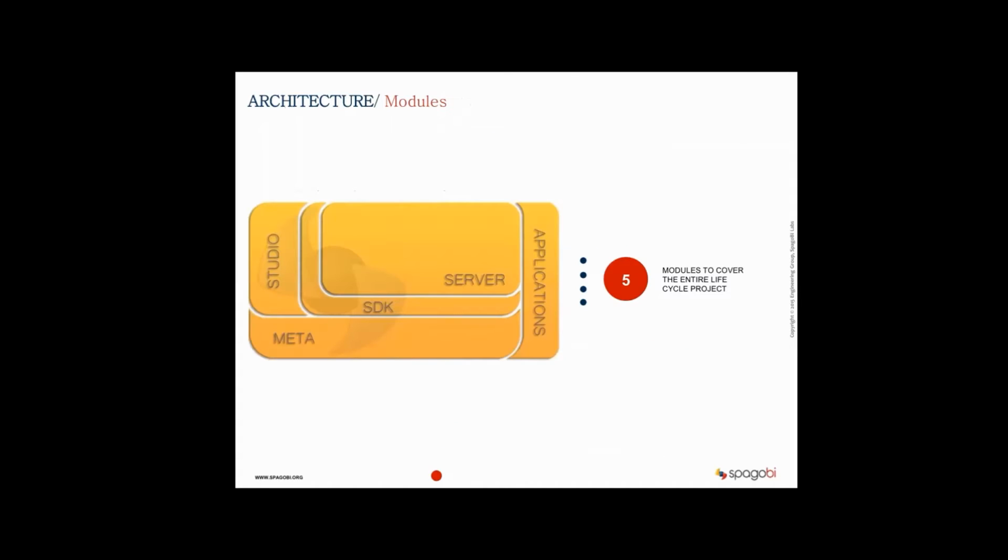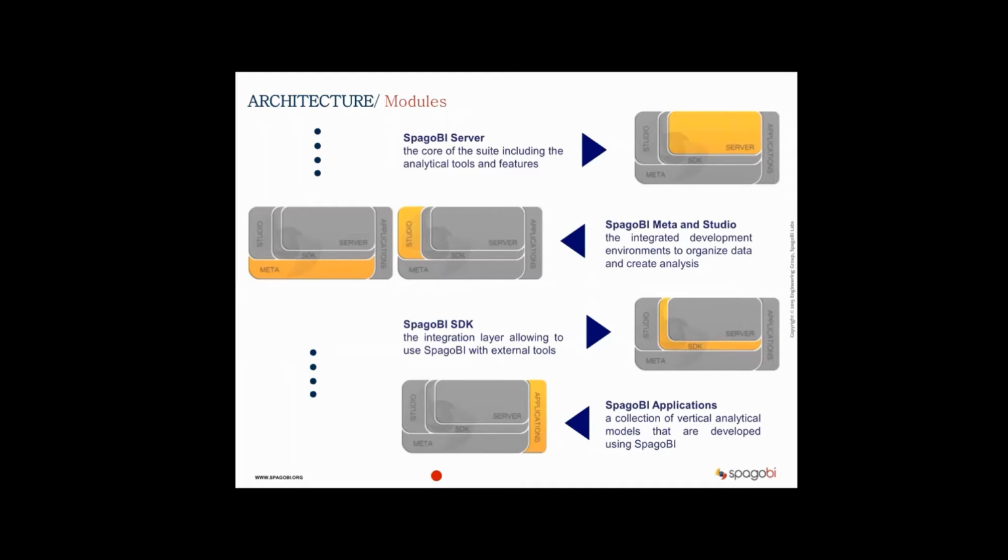So, how is this architecture structured? The SpagoBI architecture relies on 5 main modules. We have the server. SpagoBI Server is the core of the suite where all the analytical functionalities are provided. This is the reference environment for the final user and the administrator.